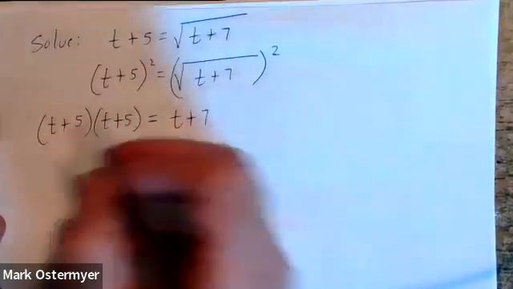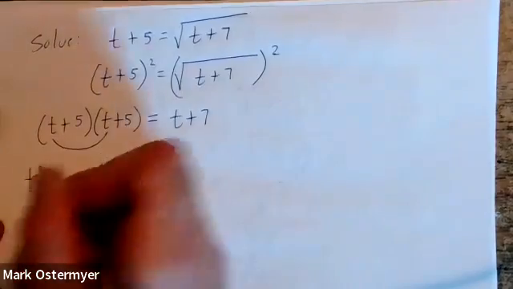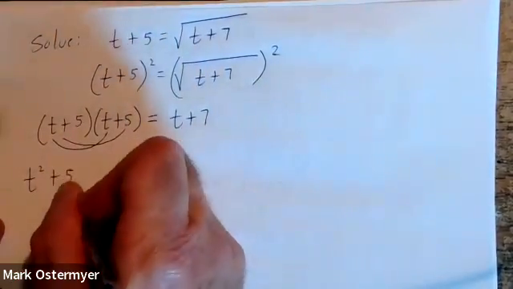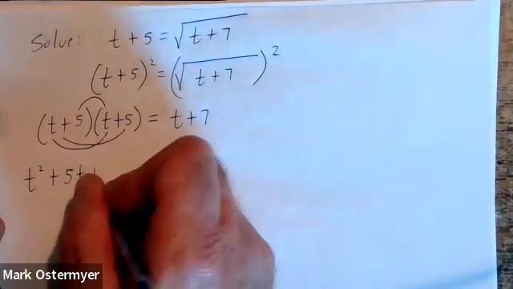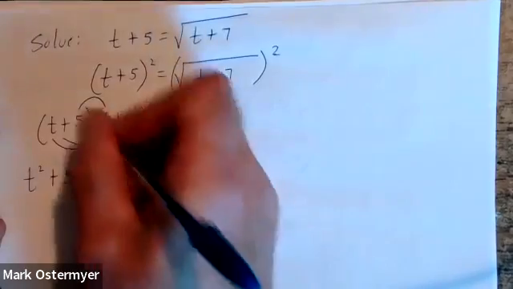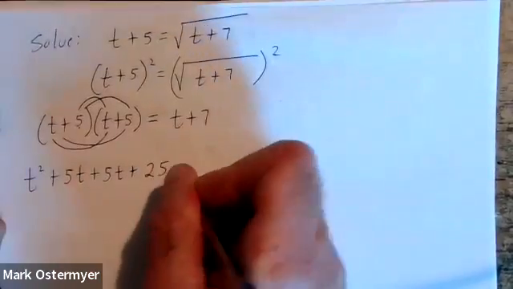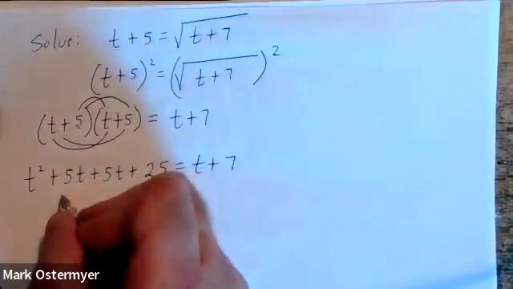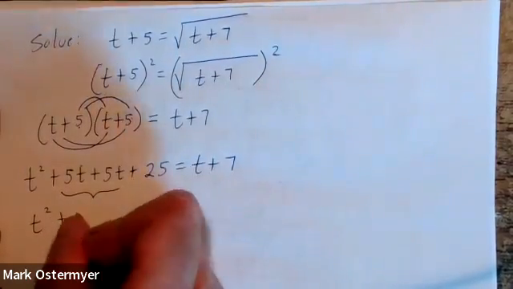So the left side, we have some work to do. We got to FOIL this out. T times t is t squared. Multiplying the outer terms together, t times 5 is 5t. Plus, multiplying the inner terms together, 5 times t is 5t. Plus, multiplying the last terms of these binomials together, 5 times 5 is 25. Combining the two middle linear like terms here, 5t plus 5t nets us 10t.